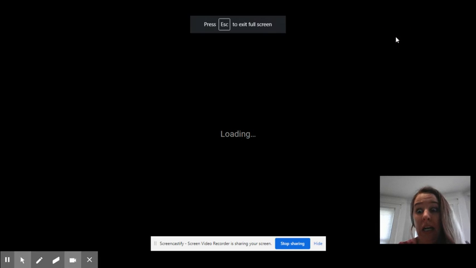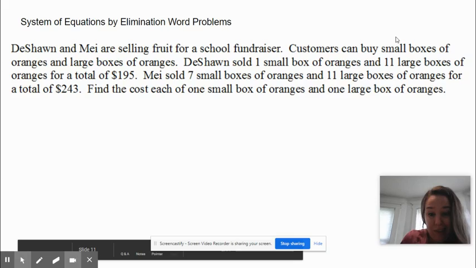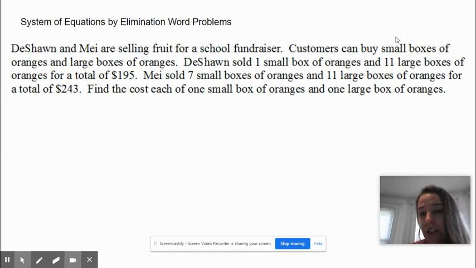Okay. Word problems. Ooh. It's actually not so bad. So, Deshaun and Meg are selling fruit for the fundraiser. Customers can buy small boxes of oranges and large boxes of oranges. Deshaun sold one small box and 11 large boxes, right? So we're dealing with small boxes and large boxes.